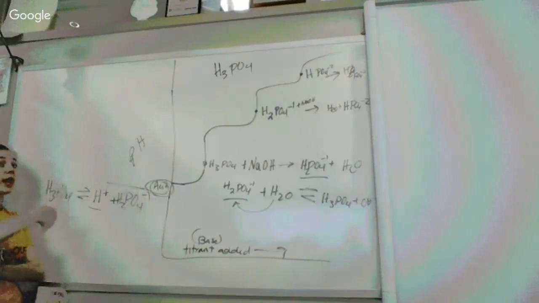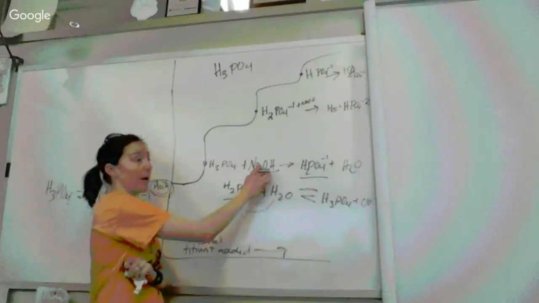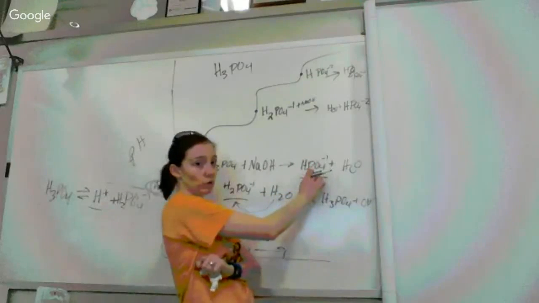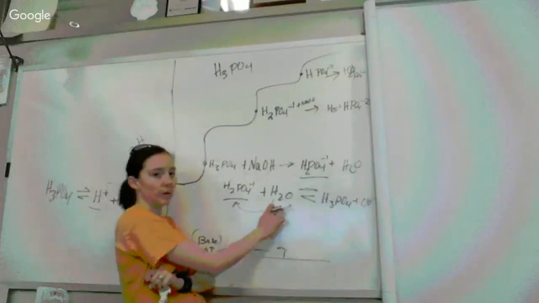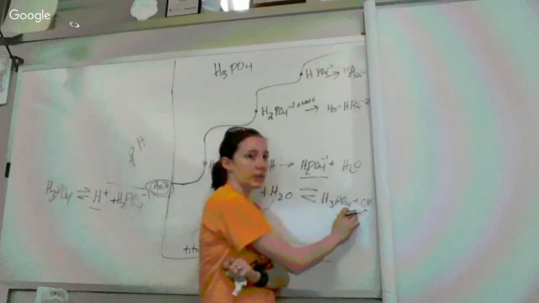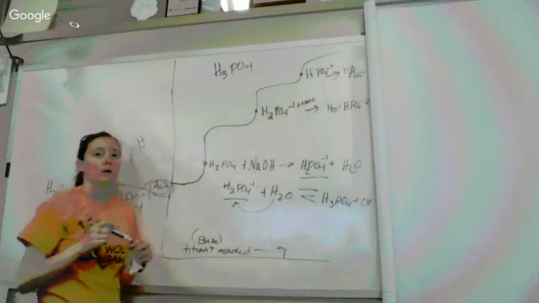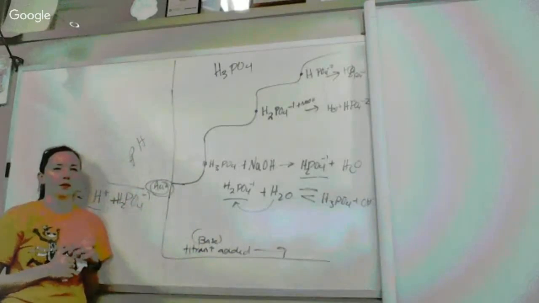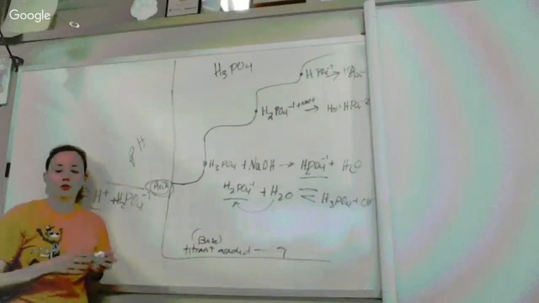But once I start adding base to it, that base causes it to turn into a conjugate acid, or I'm sorry, conjugate base, excuse me, which then reacts with water, which then makes it basic. And as that continues and continues, does that make sense? Okay. What other questions do you guys have?